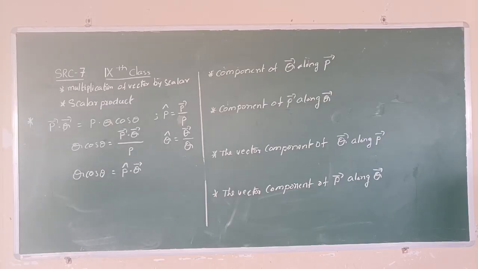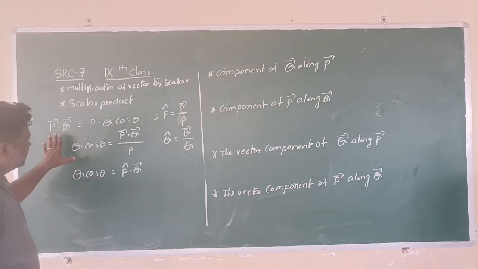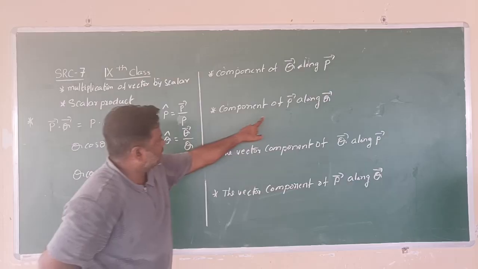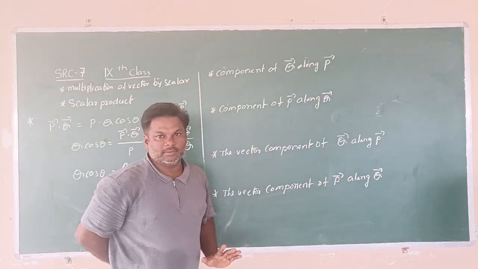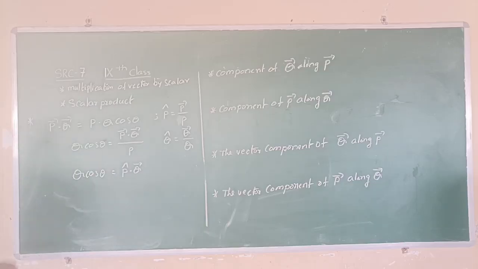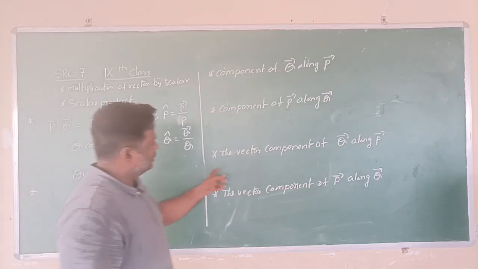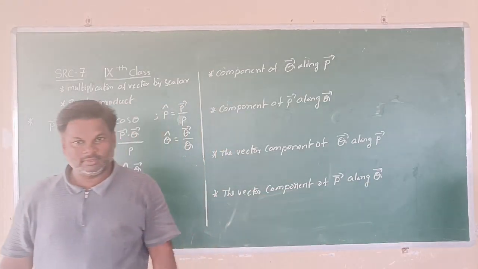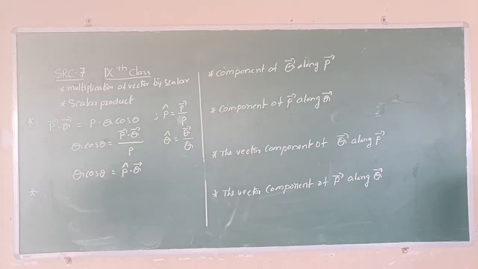Similarly you can complete the same format for component of P along the Q bar. Okay. Note this. Take a screenshot and continue it. Now the vector component of Q bar along P bar, that one I will write. Note this.